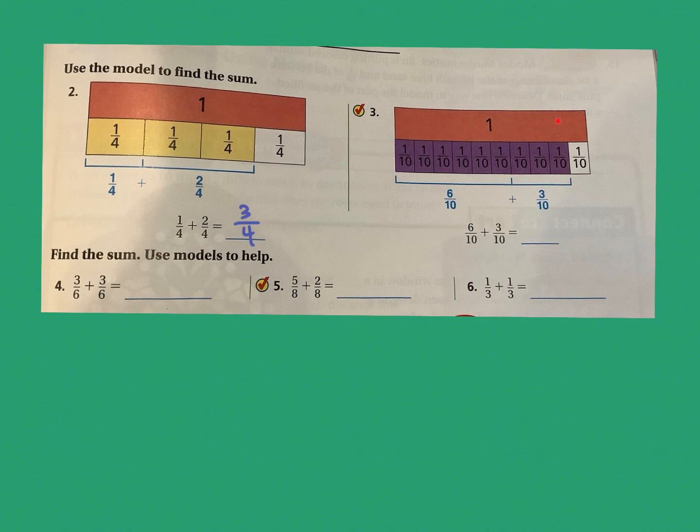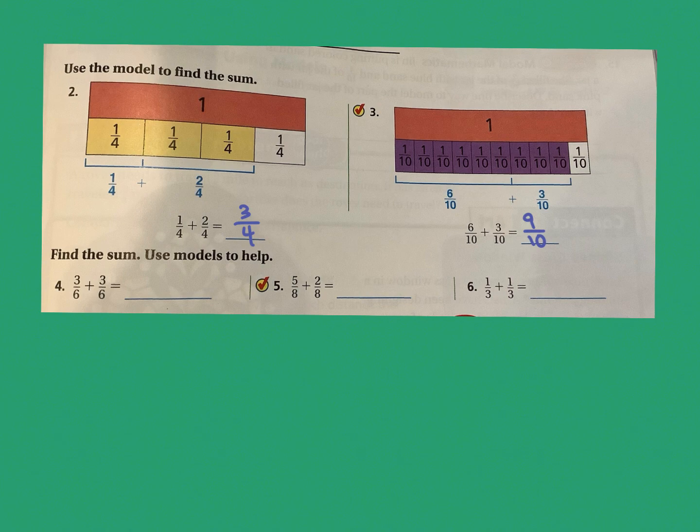How about over here? Here's 1 whole. They cut it into 10 equal pieces, and they want me to add 6/10 plus 3/10. So I have 6/10 modeled here, shaded in, 1, 2, 3, 4, 5, 6, and then 3 more tenths, 1, 2, 3. 6 plus 3 is 9/10. The denominator's not changing because I'm not changing the way I've cut these up. I'm just changing how many of those pieces I have.